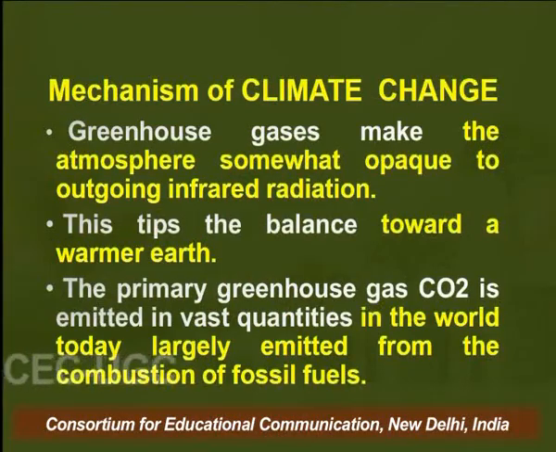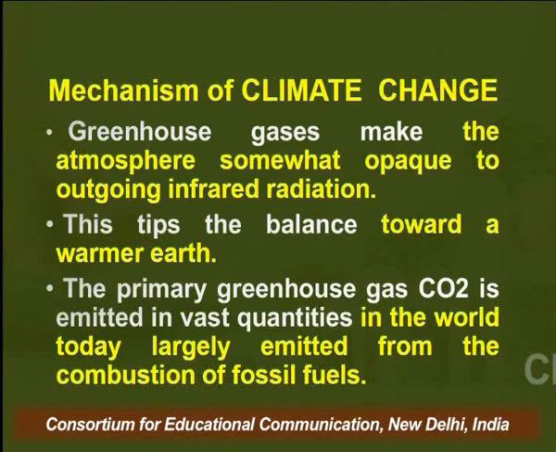Such greenhouse gases (GHGs) tend to make the atmosphere somewhat opaque to outgoing infrared radiation given off by the warmed surface. So it creates a belt around us, and that infrared radiation gets trapped. Greenhouse gases make the atmosphere somewhat opaque, and this tips the balance towards a warmer earth.